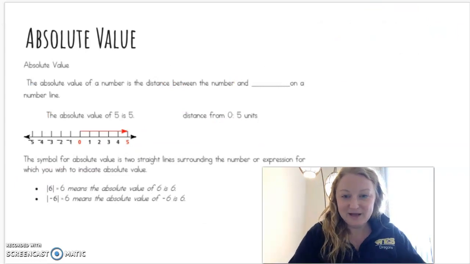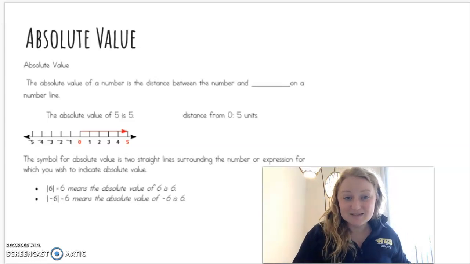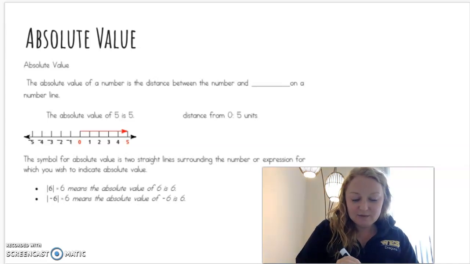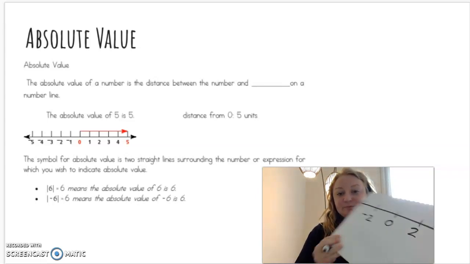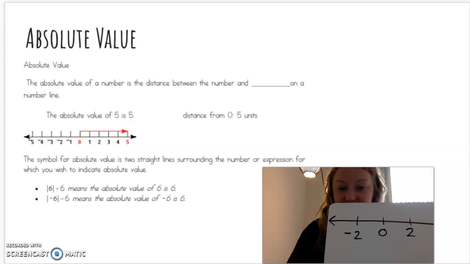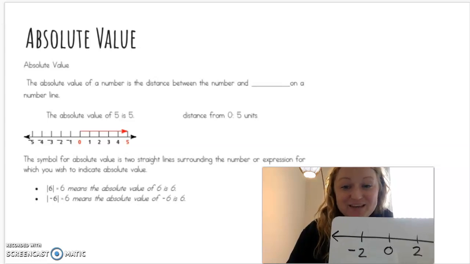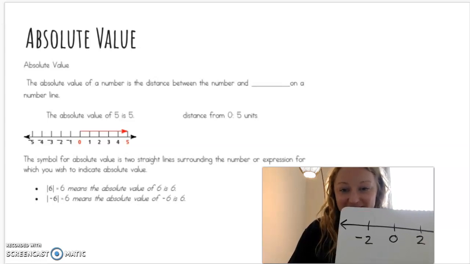We talked a little bit about integers and their opposites being the same distance from 0. When we talk about the distance from 0, we're also going to talk about absolute value. Here's my little number line. These are opposites. One is positive, one is negative, but they share the same absolute value, because absolute value is just the distance between the number and 0 on the number line.